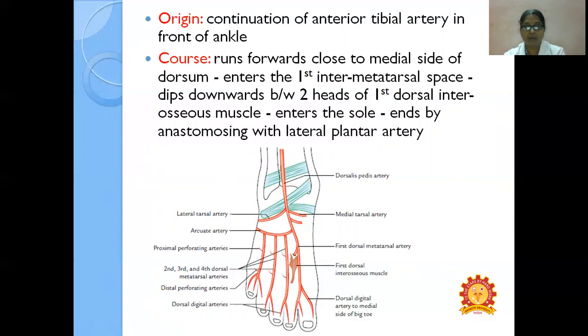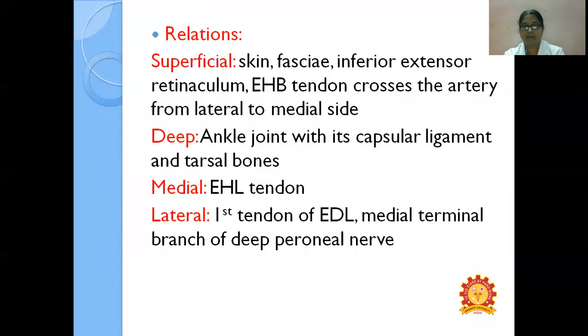So see this picture. This is the dorsalis pedis artery, which is nothing but a continuation of the anterior tibial artery from in front of the ankle. So it descends downwards along the medial side of the dorsum of the foot. You can see here where it ends, that is, by dipping downwards between the two heads of the first dorsal interosseous muscle. So this is the first dorsal interosseous muscle, where it dips downwards and then enters the sole, where it ends by anastomosing with the lateral plantar artery.